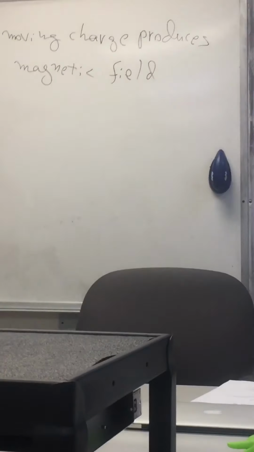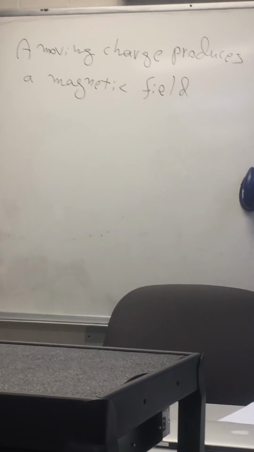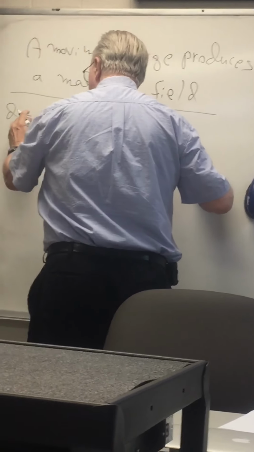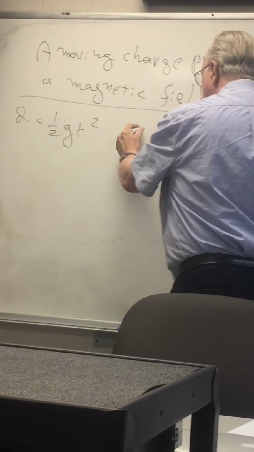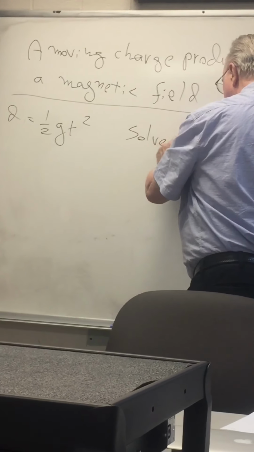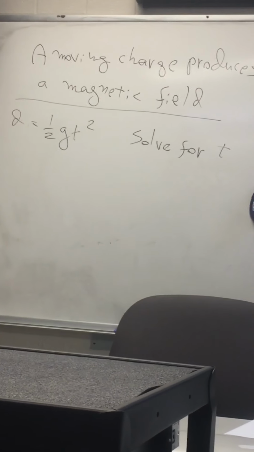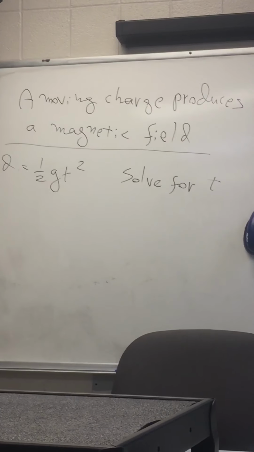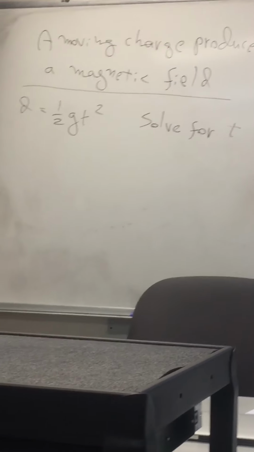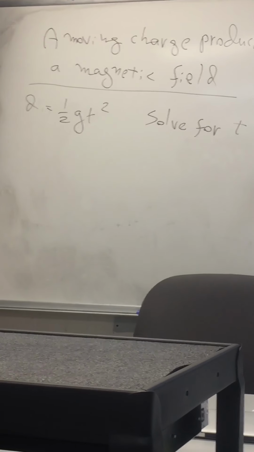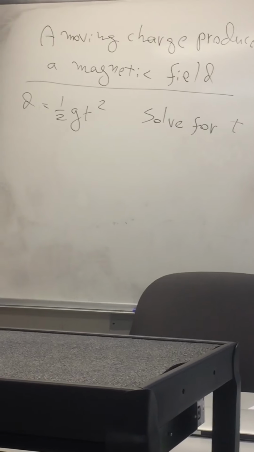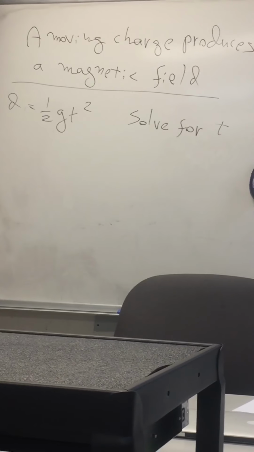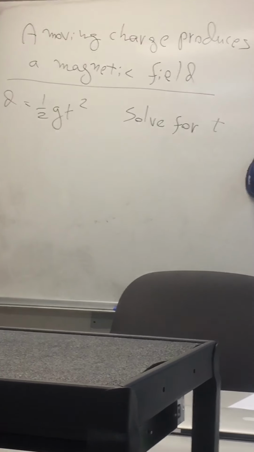From rest, d equals 1/2 g t squared. Solve for t. What does this formula represent? A falling object. How do I know that? Got g in there, 9.8. So on the Earth, that's 9.8 meters per second squared. d is how far it's fallen. And the t, of course, is how long it took to fall.